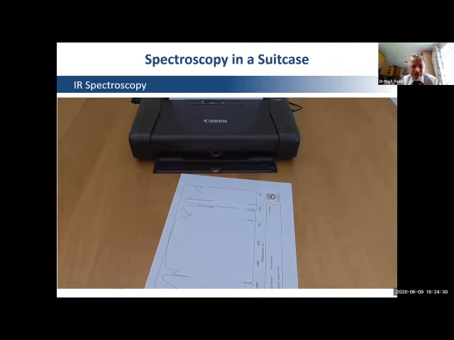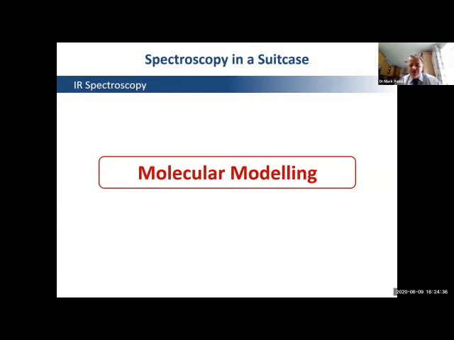I'm now going to have a little look at what causes those peaks. So what is it that's absorbing that infrared? Now, as Dr. McQuain kindly mentioned, I'm a computational chemist, so I'm going to show some molecular modeling studies. And this is what's happening to a molecule when it absorbs that infrared at the right energy.